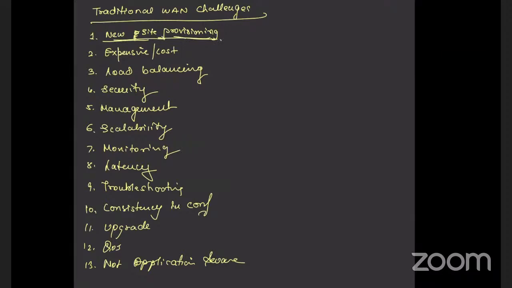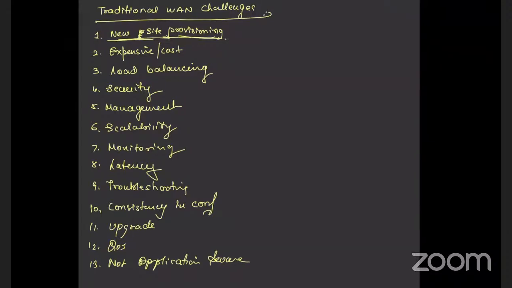Okay, so I think we are enough with that. These are some of the issues you will find, get it. So let's see how SD-WAN is going to solve these issues for you. Okay, so new site provisioning. What is going to happen when you do any new site provisioning in the traditional WAN? You order a device, it goes to your location. Then what's going to happen after that? You start configuring, right? So initial configuration, and then it comes online.